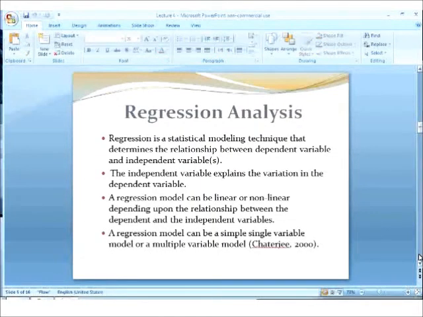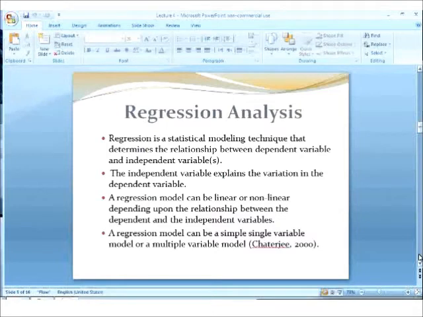Now then comes our second, and of course this is our modeling technique. What is regression analysis? If you see in the first bullet, I'm saying that regression is a statistical modeling technique that determines the relationship between dependent variable and independent variable. The first question that comes to your mind is, if the regression analysis tells us the relationship between dependent and independent variables, then how is it different from the correlation analysis?